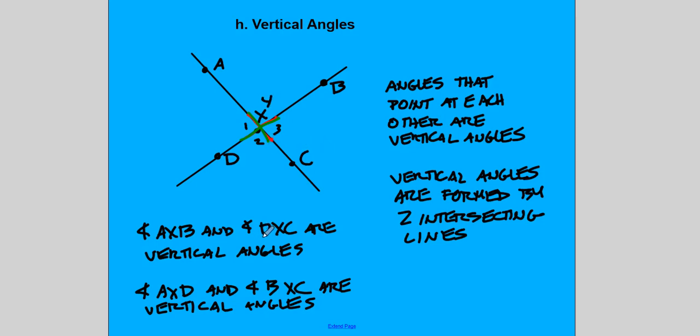Okay? Vertical angles are formed by intersecting lines or line segments. Okay? So again, angle AXB and angle DXC are vertical angles. They point at each other. Angle AXD and angle BXC are vertical angles because they point at each other.